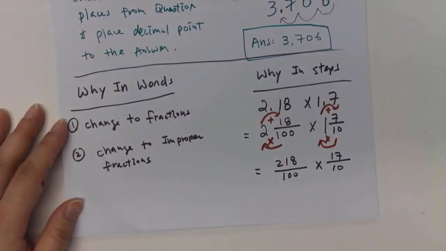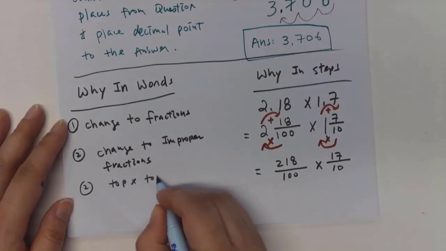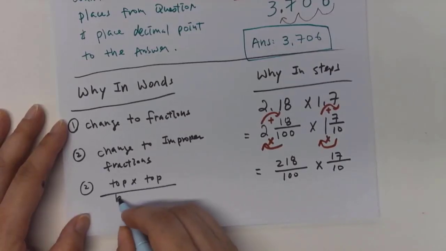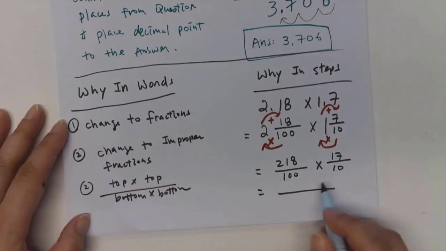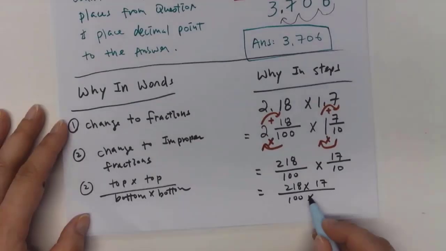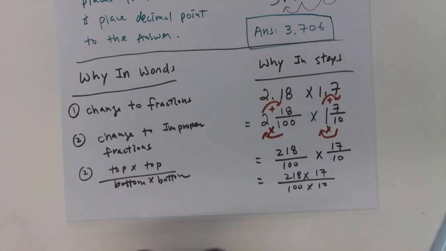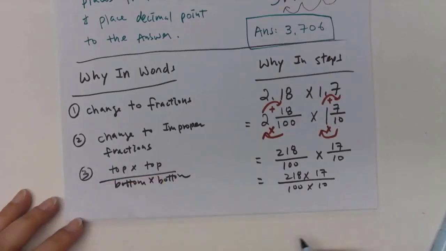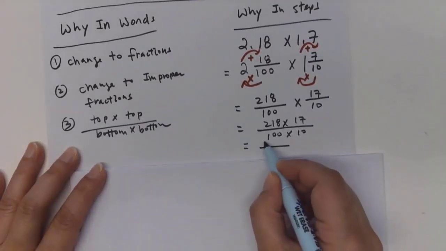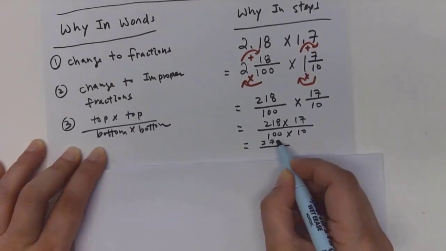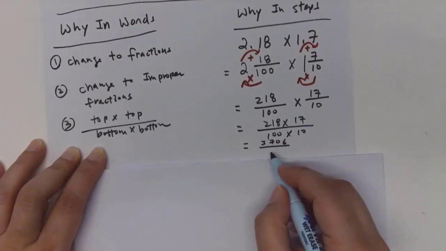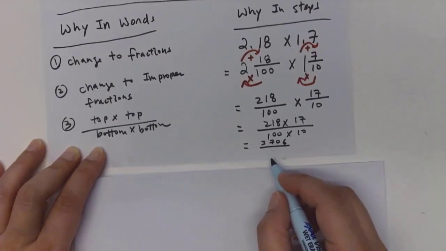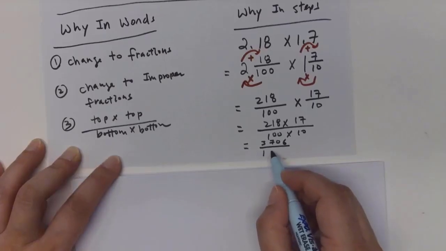What do I do next? Top will multiply the top. Bottom will times bottom. So we're going to have 218 times 17 on top, 100 times 10. If you multiply straight across, then what do we have on top? So it's going to be 3706 over 100 times 10, which is going to be 1,000 because it's 3 zeros, right?